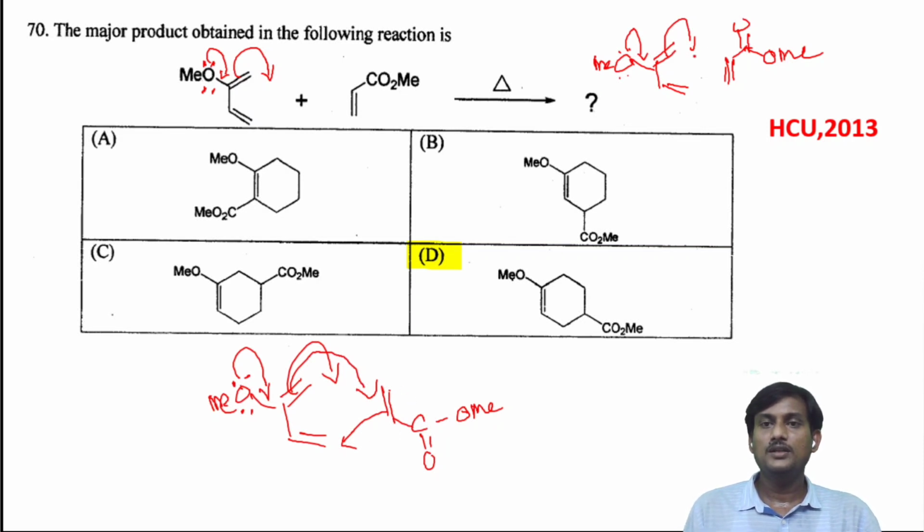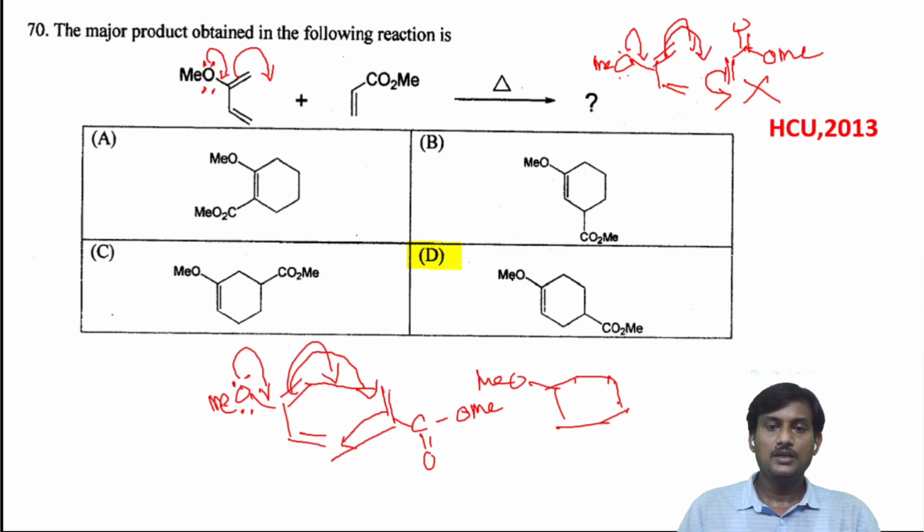Suppose if you take this one, when these electrons move in this direction, these electrons move away from the electron withdrawing group, so this one is not favorable. So in this case, there is a bond formation between this carbon and this carbon, and here there is a formation of a double bond. So you will get this compound. Here you have OMe, and here you have CO2Me, and so D is the correct option.